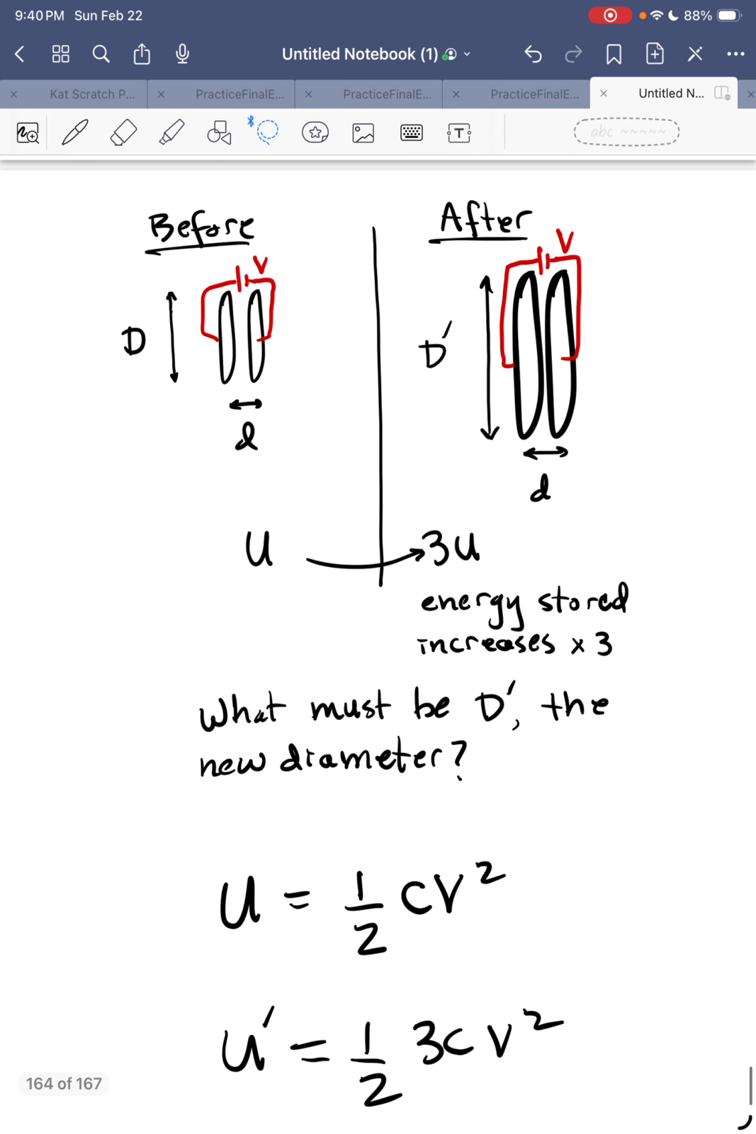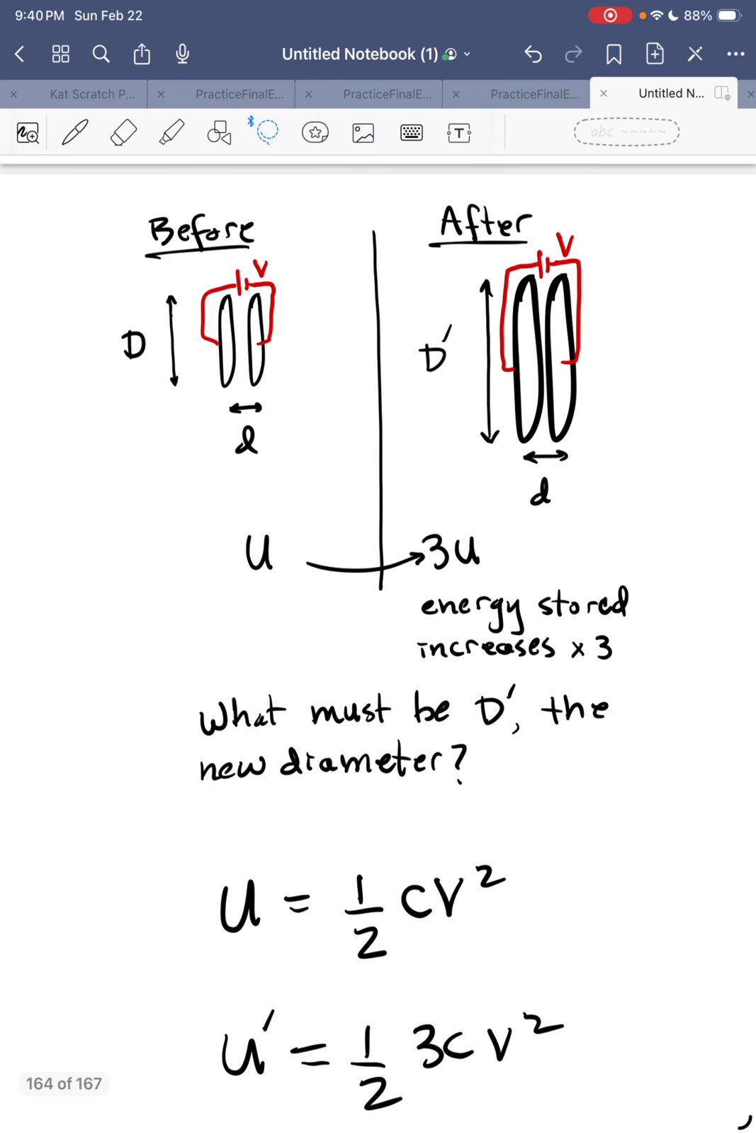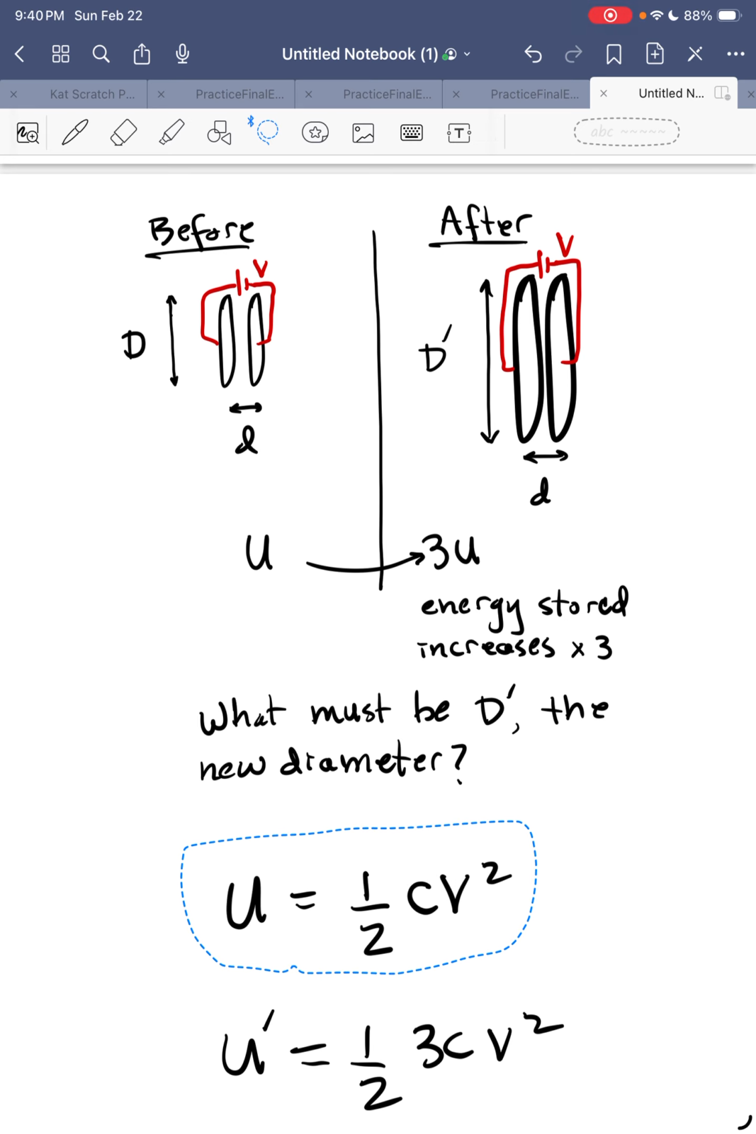So here's the before and after. So what you have to do is start looking at formulas for the potential energy. So down here, we've got a formula for the potential energy. It involves the capacitance. And what you hopefully will remember is that the capacitance can also be expressed in terms of the geometry of the plates.